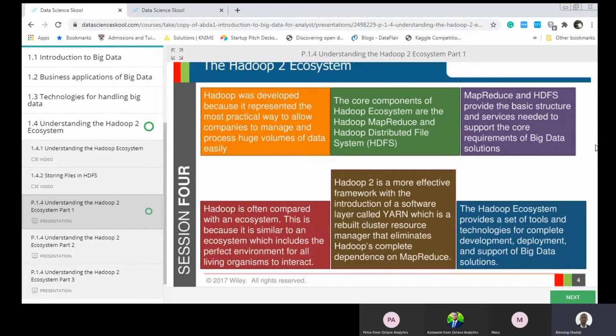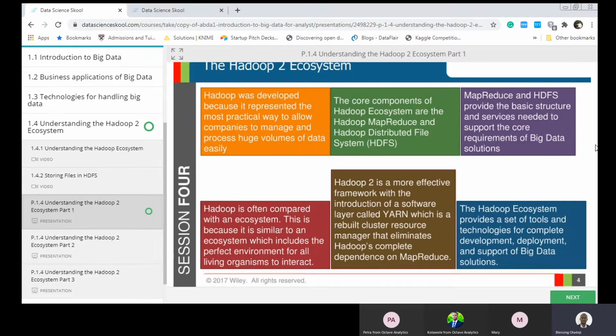MapReduce and HDFS provide the basic structure that is needed to support the core of big data function. The function of MapReduce is to break a job into different components. HDFS is exactly where the job or the data is stored. Then the third component is called YARN. YARN is just a piece of software, and it helps to coordinate. It's like a coordinator.